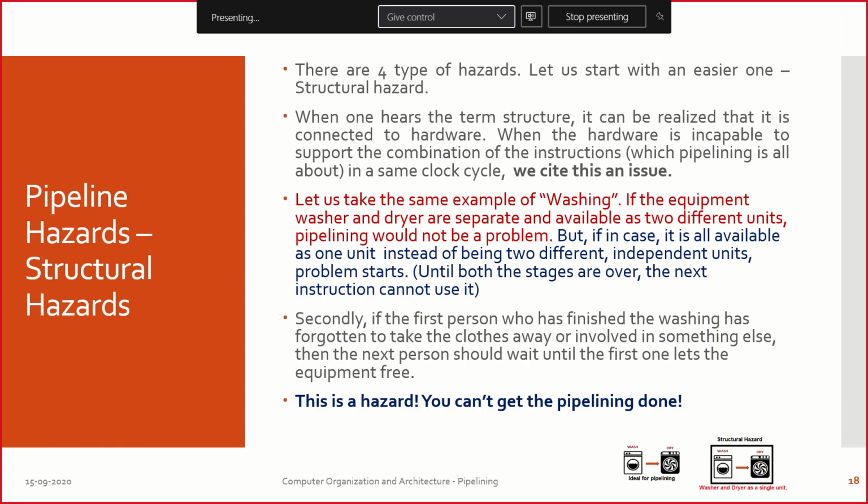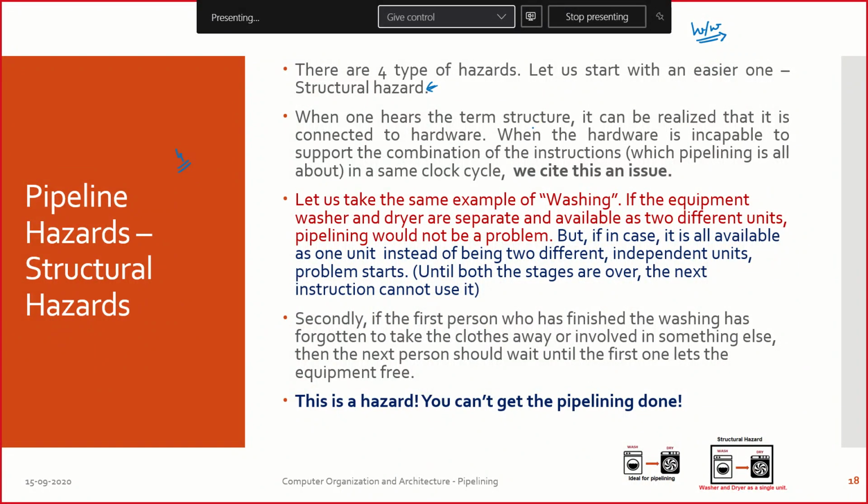There are 4 types of hazards. Remember, all these are very important and we are going to go step by step. The first hazard that we are going to learn is called structural hazard. When it is called structural, you could have by now understood that it is related to hardware. Whenever we have something called a structural hazard, close your eyes and determine that it is a hazard connected to hardware. That's it.